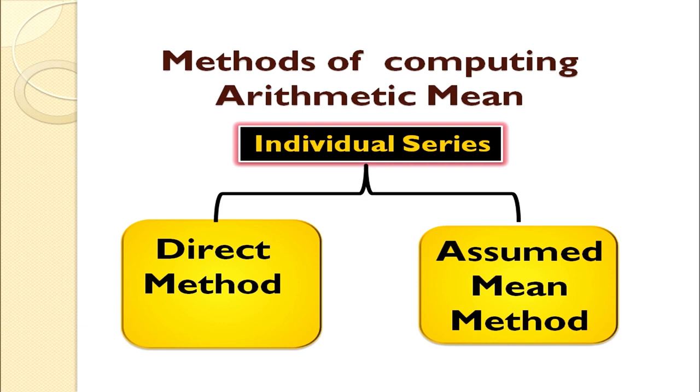Once we know what arithmetic mean is, now we can calculate it in different series. Let us start with individual series. Here there are two methods to calculate arithmetic mean in case of individual series. One is direct method, other is assumed mean method. Let us discuss direct method first.